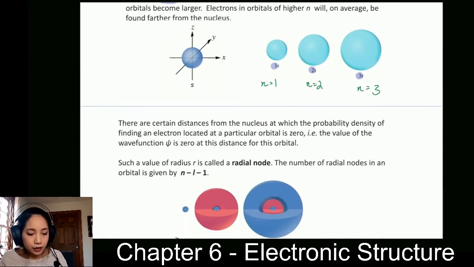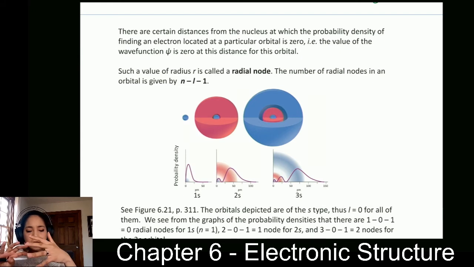Essentially these s orbitals, as you increase your n value, kind of nest within one another, like Russian nesting dolls. So the 3s orbital encompasses our 2s and our 1s. And so these are certain distances from the nucleus where you'll find an electron located in these particular orbitals.